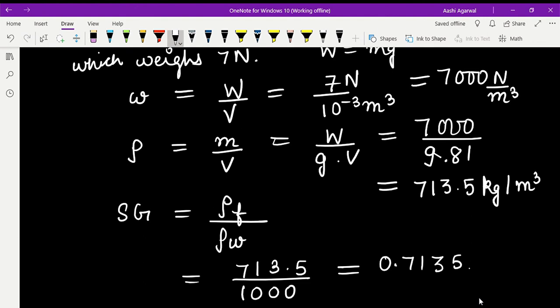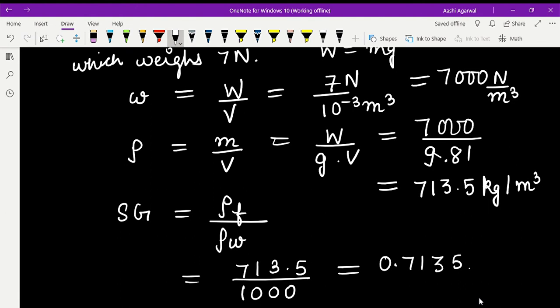Please note the value of specific gravity is a ratio, so it will usually be expressed in terms of a decimal or a fraction. It will be dimensionless because it is a ratio of two similar quantities.